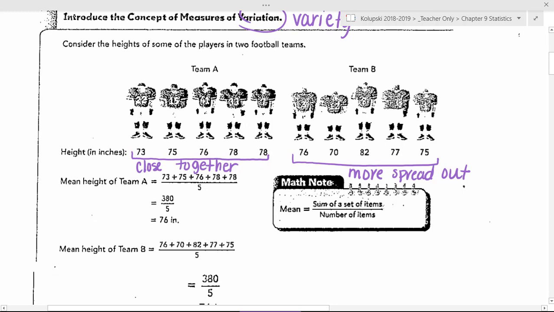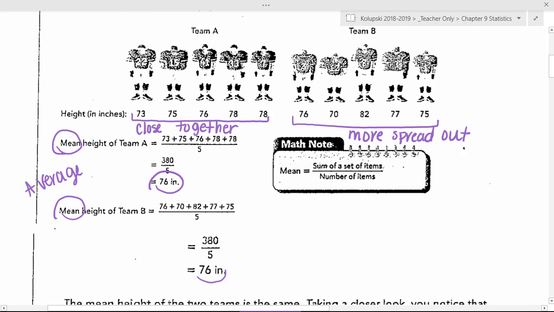Now, these two teams here, their average is determined. So mean is the same thing as average. So the players' heights are added together and then divided. So the average height for the first team is 76. And the average height for Team B is also the same.